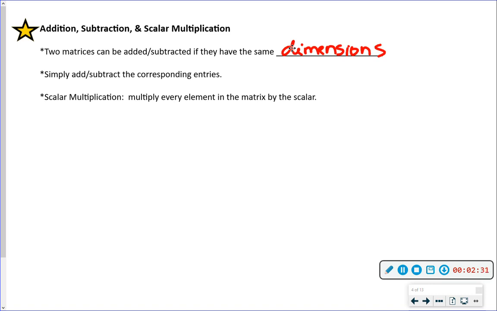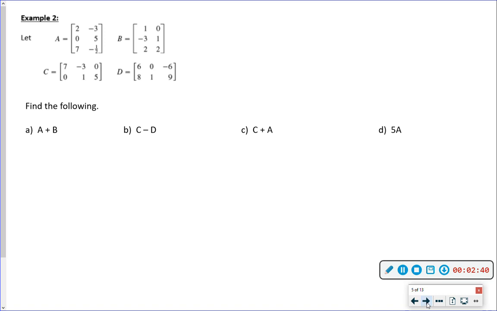Okay, scalar multiplication. All you're going to see for that is a number in front of the matrix. I think of that as kind of like distributive property. You just multiply everything inside the matrix by the scalar. All right, let's go. So you get all these lovely matrices. Let's perform these operations. So A plus B.